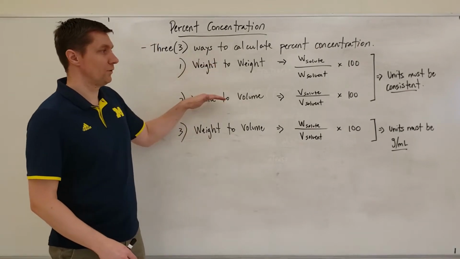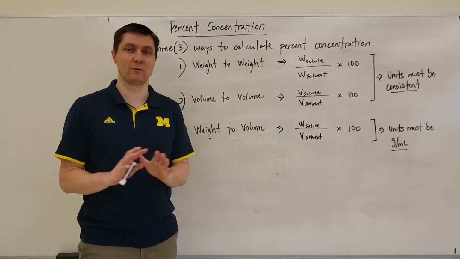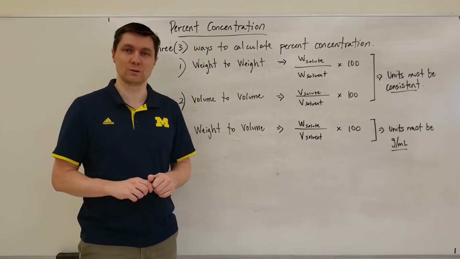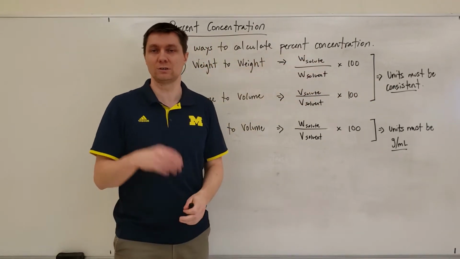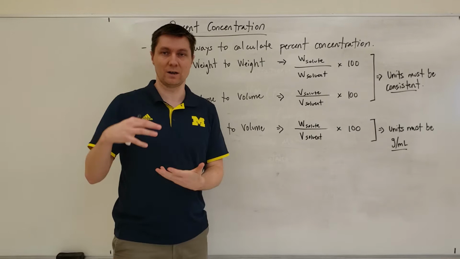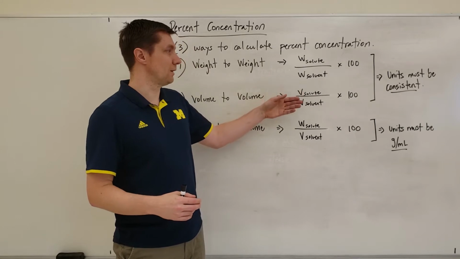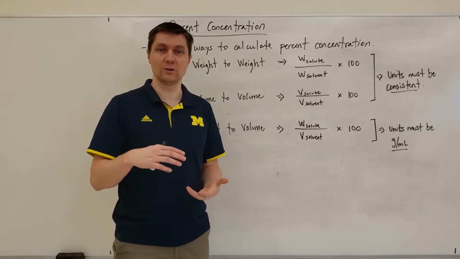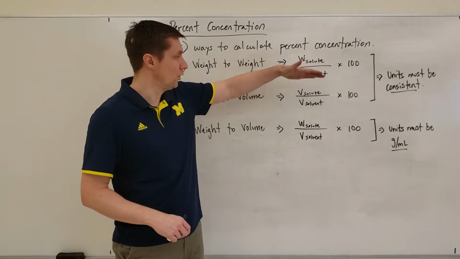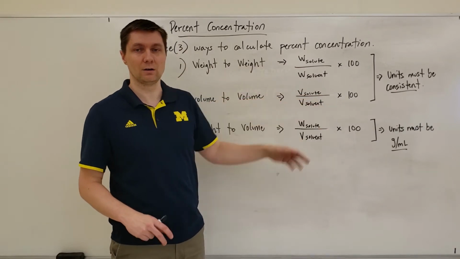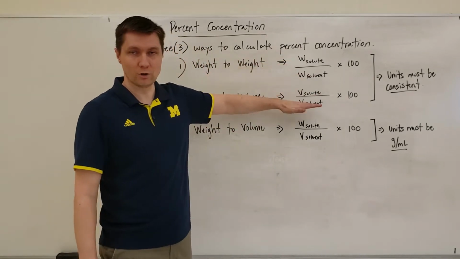For the weight to weight and the volume to volume, you have some flexibility in the units that you want to use. The one rule that you have to remember, that relates back to some lessons that we talked about in the gas unit, is that the units must be consistent. So if I'm expressing my solute in units of milliliters, then I must express also my solvent in milliliters. Or if I choose to express my weight in grams for my solute, then my solvent also has to be expressed in grams. I can't have grams per kilogram or milliliters per kiloliter or something like that. For percent concentration, the units must be consistent if it's weight to weight or volume to volume.